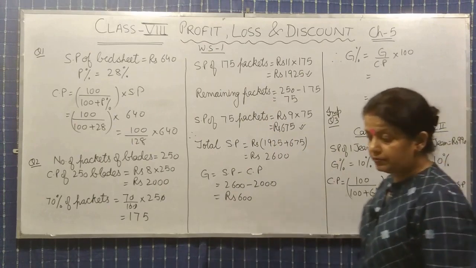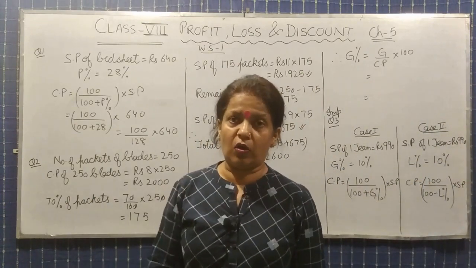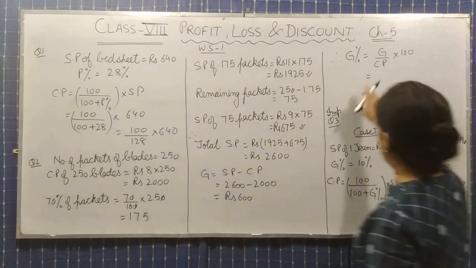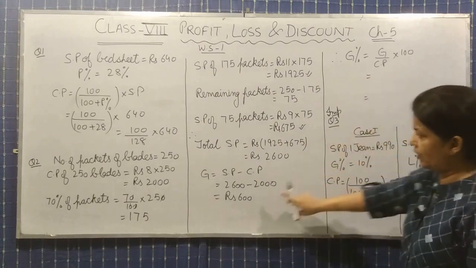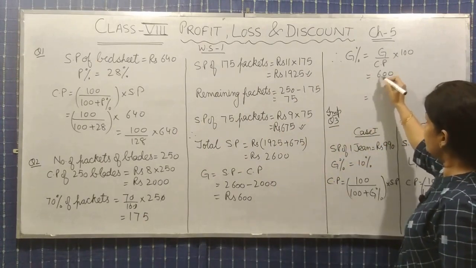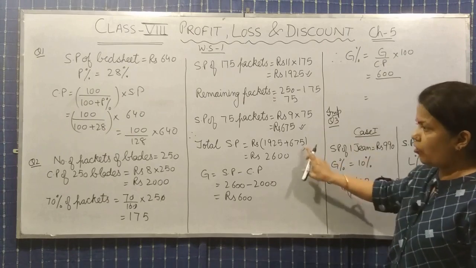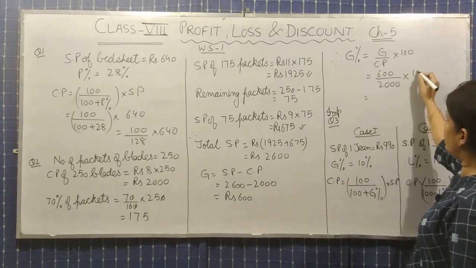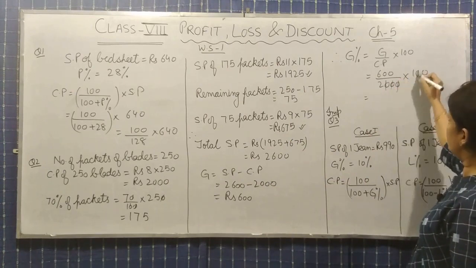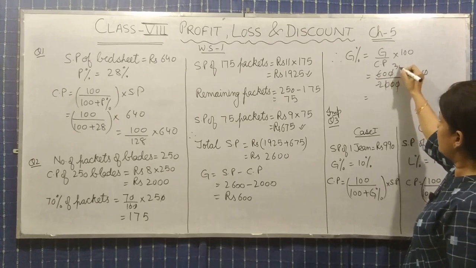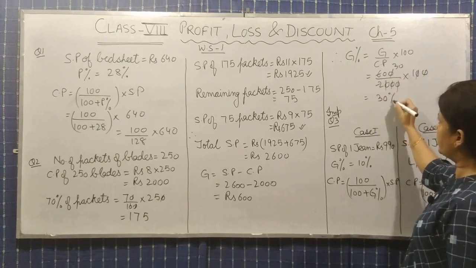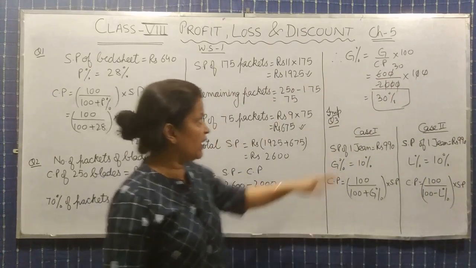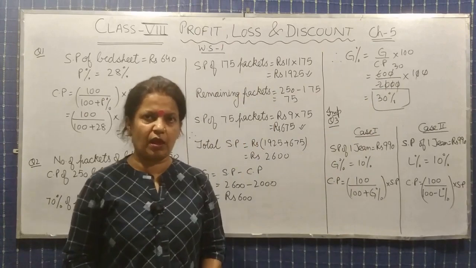अब gain percent or loss percent will always be on CP, on cost price. So gain percent, gain upon CP into 100. So gain is 600 upon CP. CP, cost price is 2000. You have to substitute the values. Now cancel it. Cancel this. So you will get 30%. So in the whole transaction, the shopkeeper is getting 30% gain.